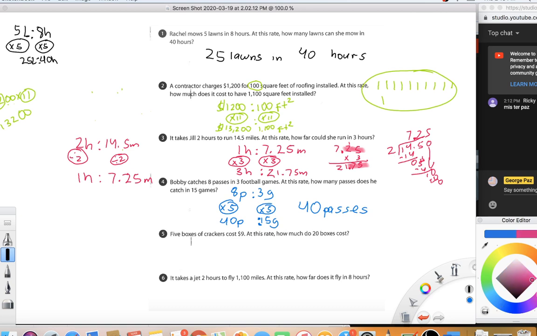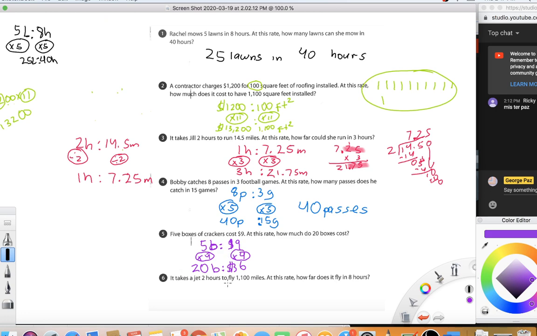Let's go to our next one. I'm liking this color wheel thing. 5 boxes of crackers cost $5. 9 boxes of crackers costs $9. At this rate, how much do 20 boxes cost? So 5 boxes, we need to find out how many. 20 boxes. Why did I put a D? So boxes. 5 boxes. And we need to get to 20 boxes. What do we multiply 5 by to get 20? Multiply by 4. That means we need to multiply both sides by 4. So 9 times 4 gives us 36. That means it would cost $36 for 20 boxes.